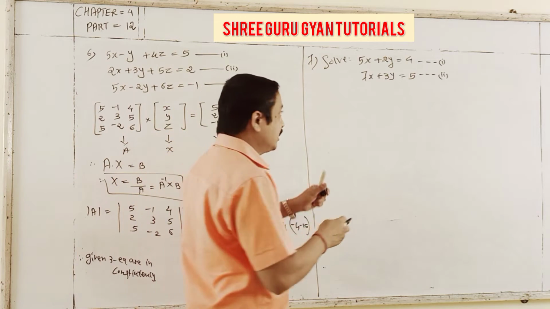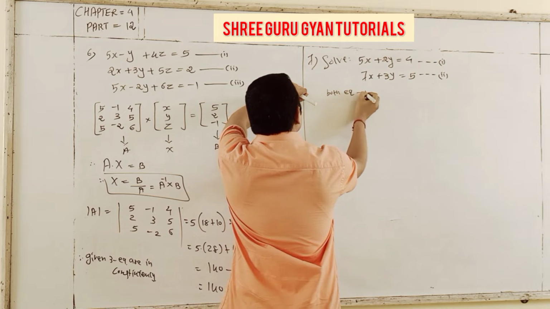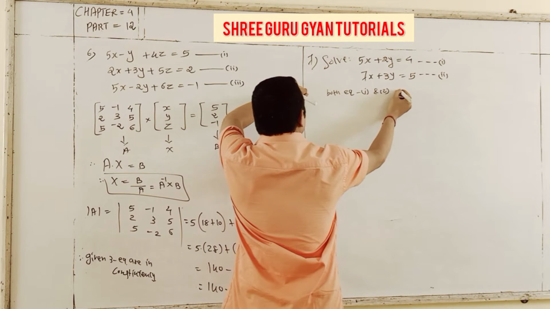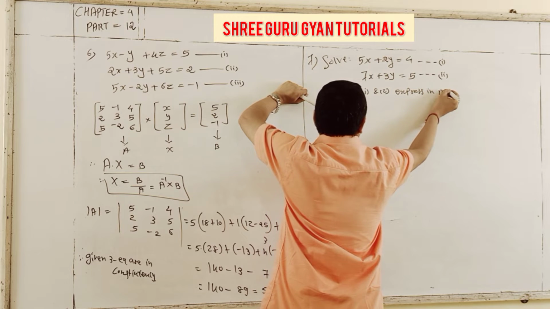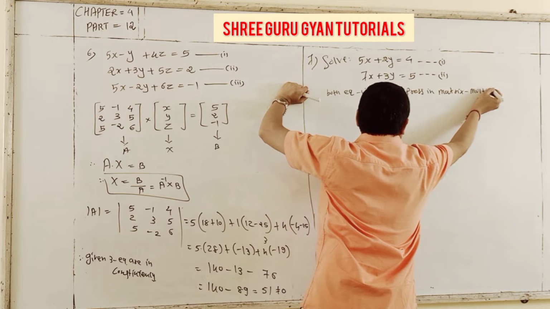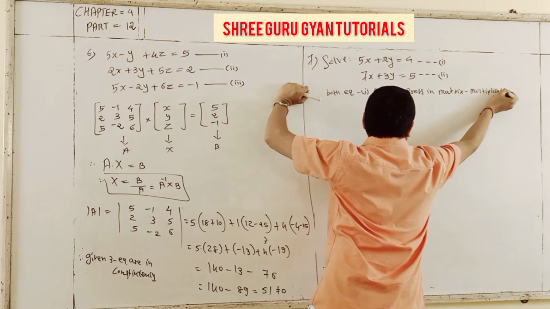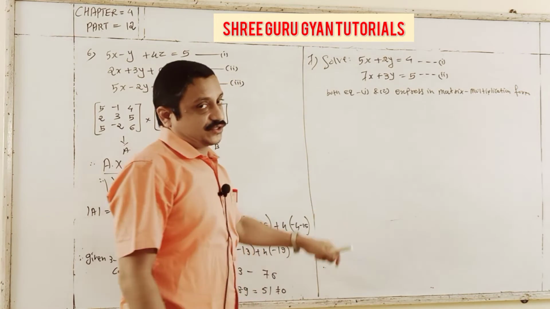So first of all, you write down both equations 1 and 2 expressed in matrix multiplication form. That is necessary, students, first of all.